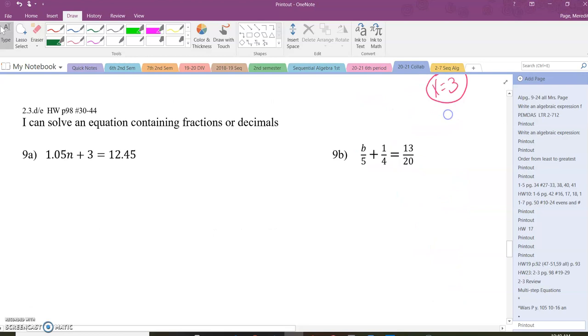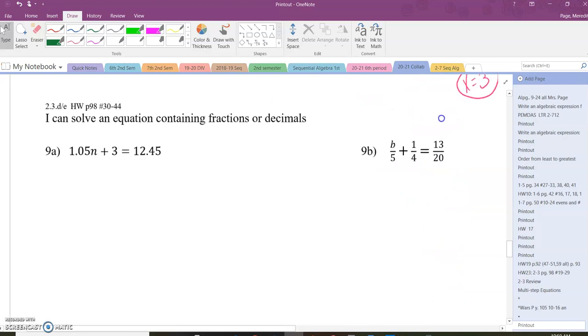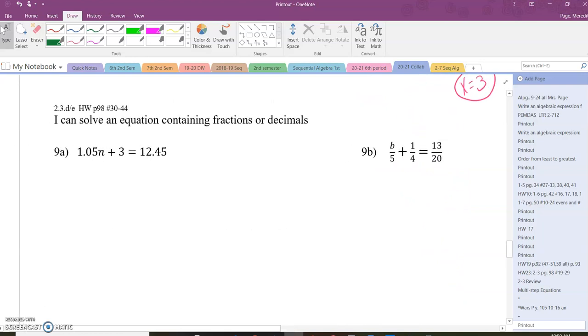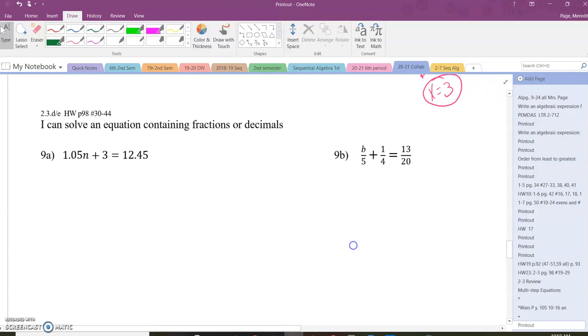Moving on. Okay, we got a decimal problem and a fraction problem. Remember, these are just basic two-step problems with decimals and fractions. Use your calculator, okay? So, 9b, I'm going to do this one. You guys can do 9a with the decimals. So really, what I want to do here is I want to solve for b, okay?